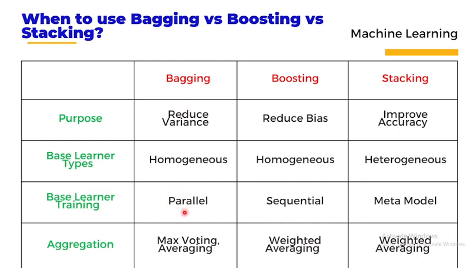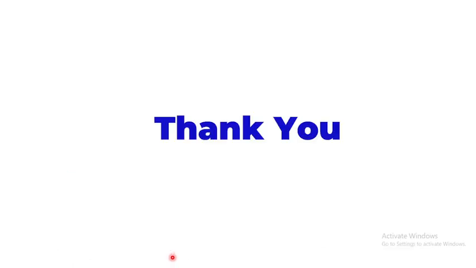Bagging uses the parallel technique for training. Boosting uses the sequential method for training, and stacking creates the meta model. Bagging uses max voting and averaging as the aggregation method, and boosting and stacking use weighted averaging as the aggregation method. So this is how boosting and stacking work.